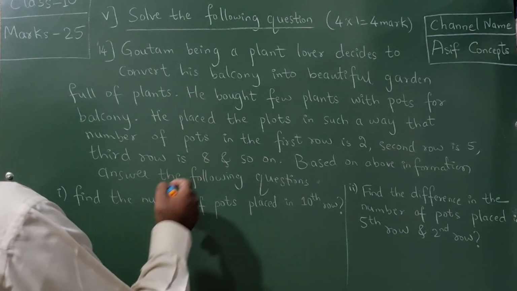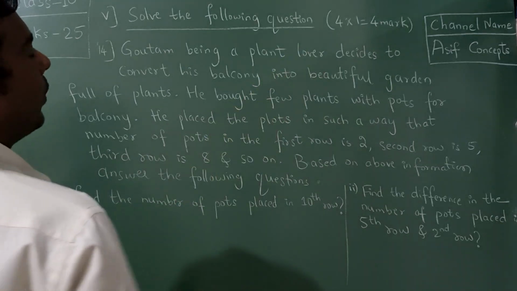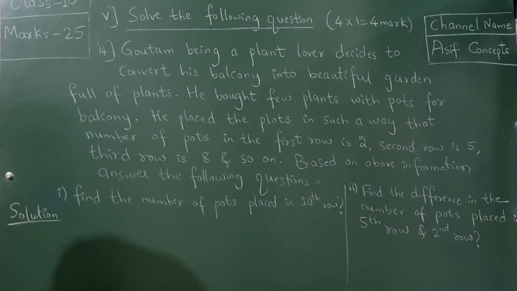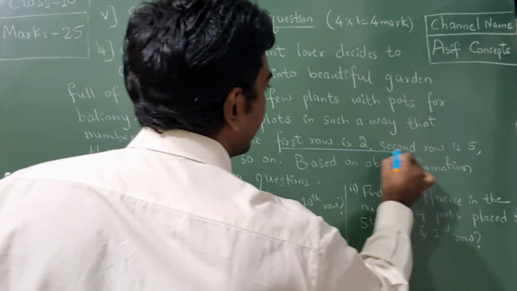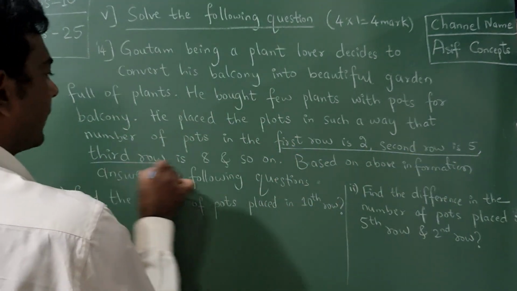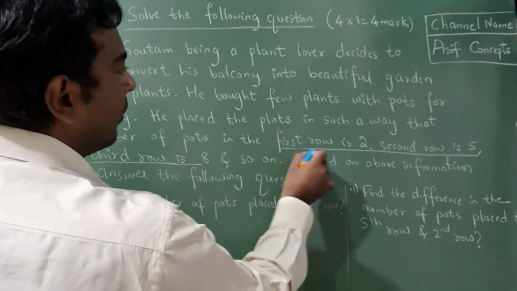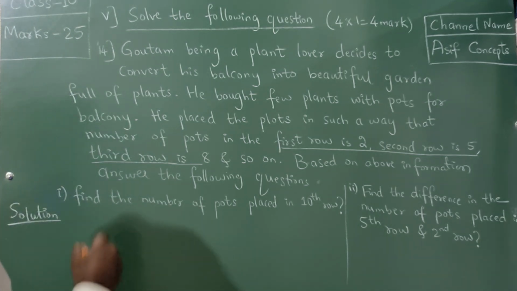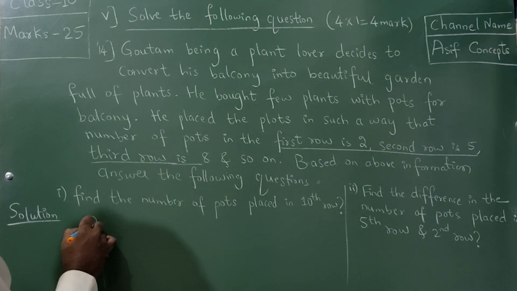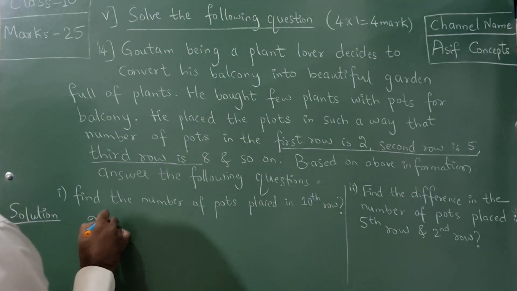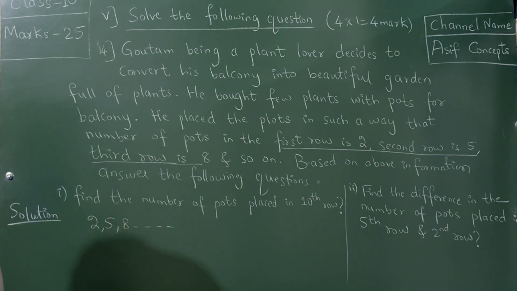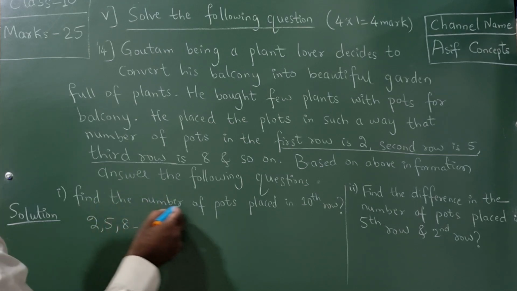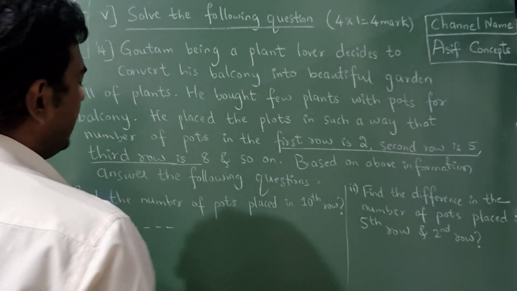Now solve the following question. This is for 4 marks, the 14th question. In this question you need to look at this. The first row is 2, the second row is 5, the third row is 8, and so on. Based on this, find the number of pots placed in the 10th row.